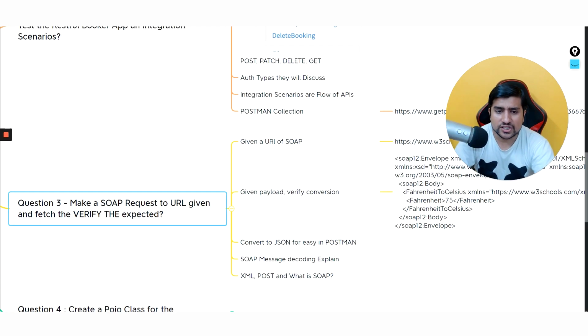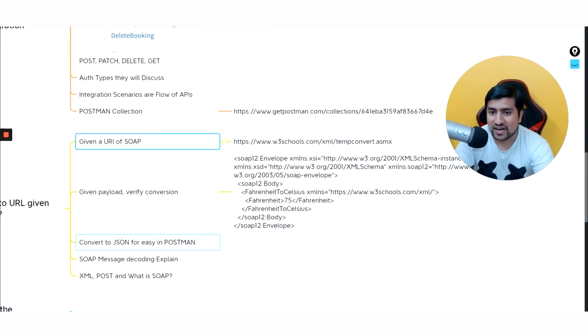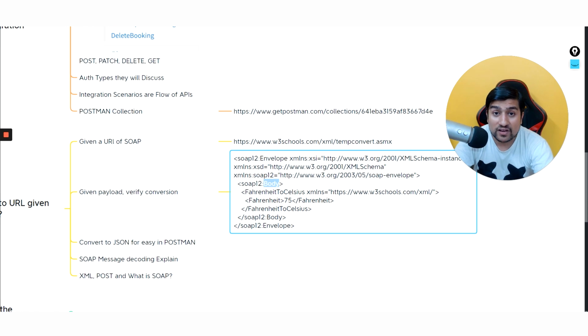Clear? So the third question is how you will use a SOAP request, how you will make that, and how you will verify. It's very easy to work with SOAP in the Postman. I have shown this multiple times. This is a URL, this is a payload, right? In the SOAP we have an envelope, and in the envelope we have a body. So if you see, we have an envelope, we have a body available, right?